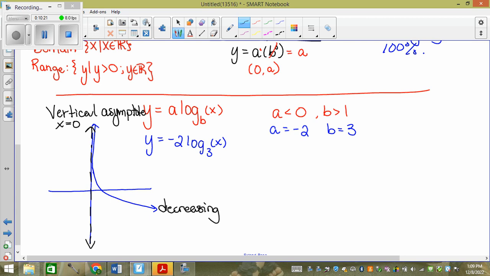You have to remember divided by log 3. Remember you go log x divided by log 3? Like you had to do this. Nope. Type it in like that, -2 log.